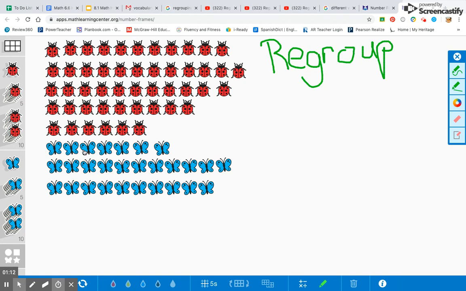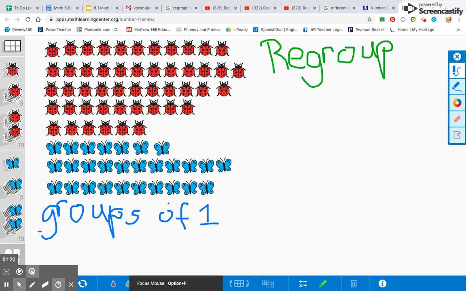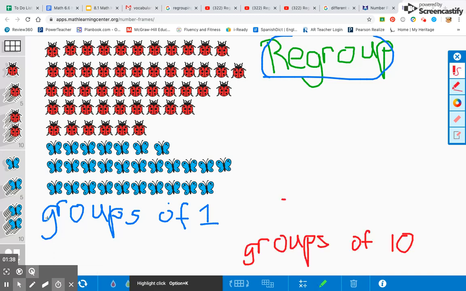So what I want to do is regroup them in a way to make them easier to count. Right now they're grouped in ones. Let me go ahead and write that. So you can see right here, they are organized into groups of 1. And I want to make it easier to count. And I think it's a lot easier to count to tens. So I'm going to regroup my bugs into groups of 10. Okay, so I wrote that down. Right here you have groups of 1, and over here you have groups of 10. Right now, all of our bugs are in groups of 1, so I want to regroup all of them into groups of 10 over here.